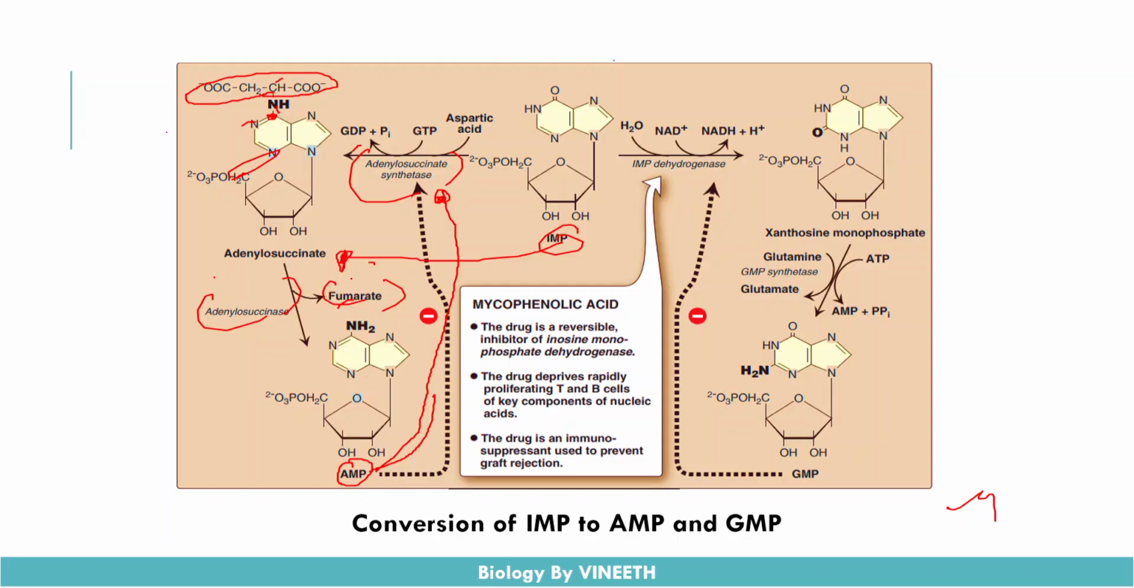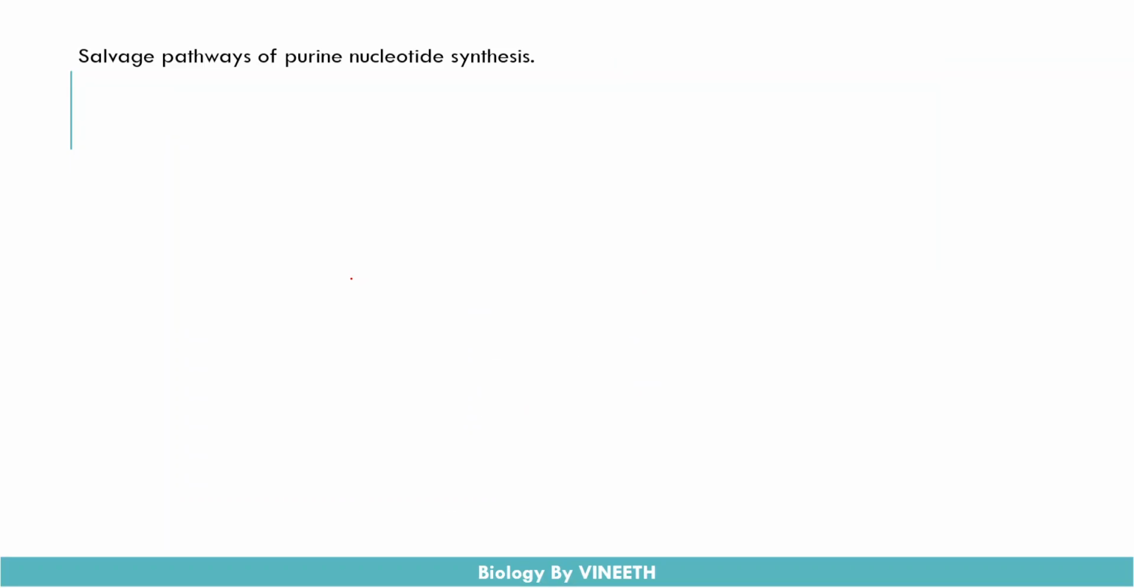Apart from this negative feedback regulation, there is also a certain type of drug called mycophenolic acid, which is a reversible, competitive inhibitor for the IMP dehydrogenase enzyme. This mycophenolic acid is actually given to graft rejection patients, for graft transplantation patients.